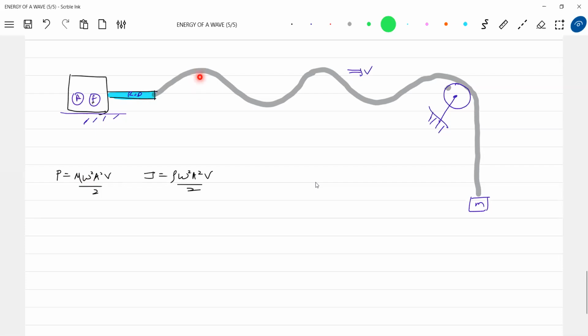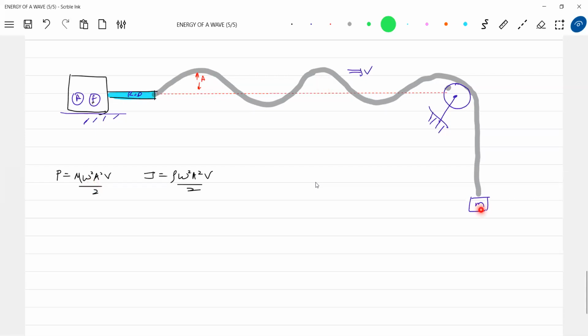I'll increase the amplitude knob. So as I increase amplitude, what is amplitude? This amplitude. This will be your mean position, no? So the amplitude will increase. So as you increase amplitude, power will increase.